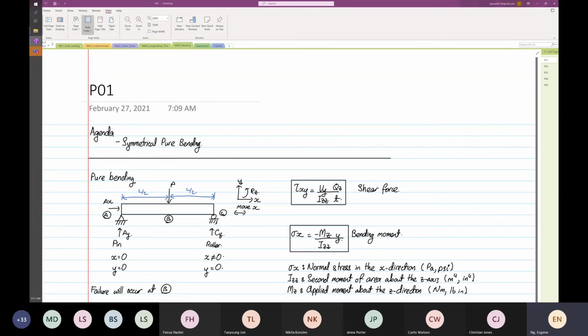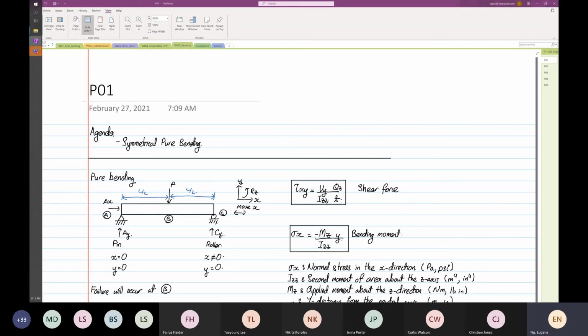And then we have Y. So this Y over here is the Y distance. Okay, Y distance from the neutral axis. Okay, so it's in meters or in inches. Okay, so oops, do apologize.